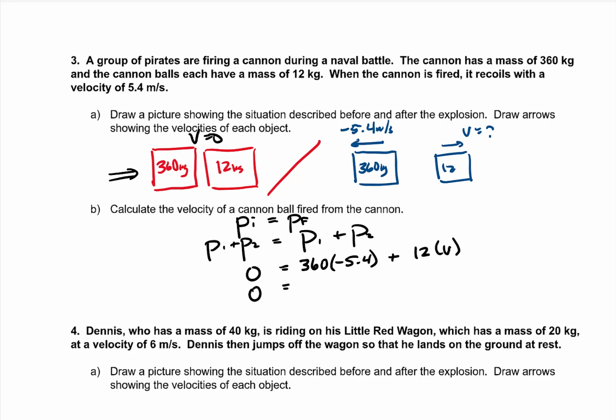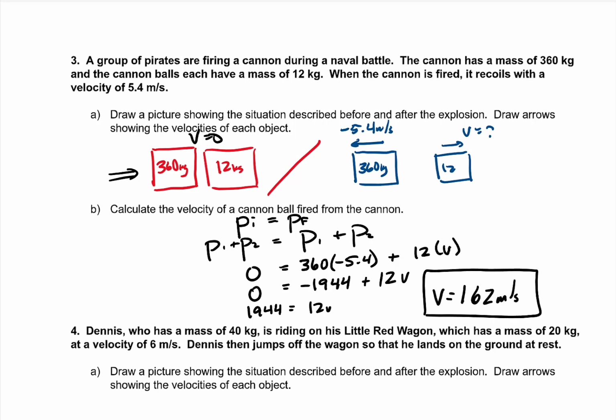So we get 0 is equal to negative 1944 plus 12 times that final velocity. So we'll add 1944 to both sides. We'll divide both sides by 12. And we get that velocity to be 162 meters per second. That's how we're going to do this problem all at once.